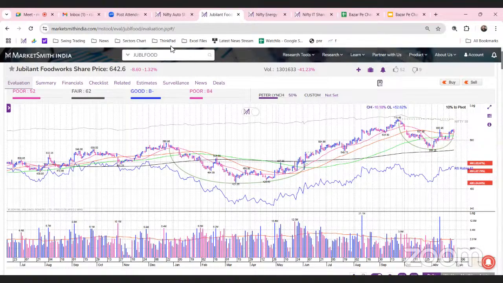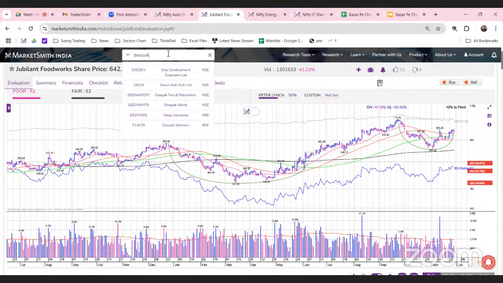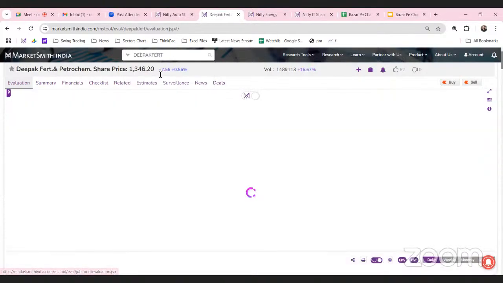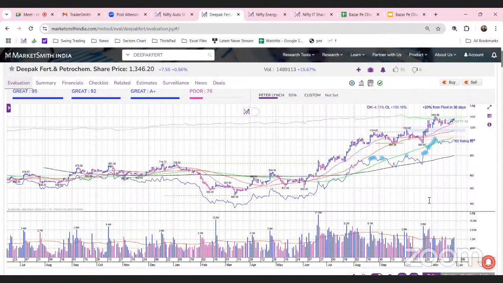Then Deepak Fertilizers. Deepak Fertilizers is clearly in an uptrend and trending with a bullish trend only. There is no weakness so far. It has gained almost 20% from the pivot level in just 38 days, which is great. It is trading above all its key moving averages, and the volume is also good. So overall sentiment is good. If you're holding the stock, you can remain invested.